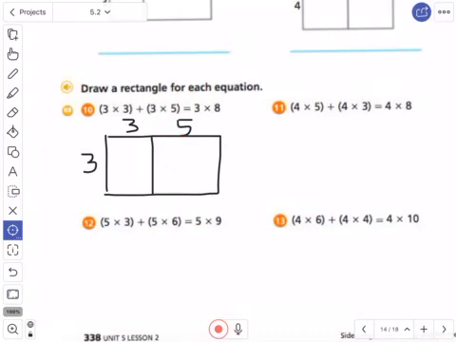So I'm going to stop here. You do this sheet, then you come back and check it against mine. Have fun.